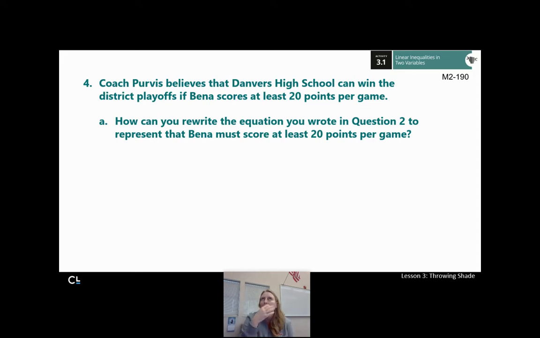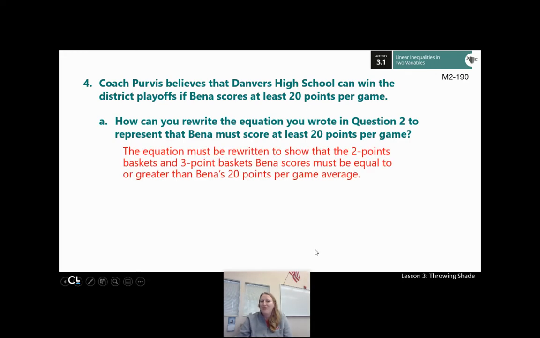Okay, so we want to rewrite the equation to represent that she needs to get at least 20 points per game. So equal to 20 points is good. More than 20 points, also good. Okay, so we don't want it to be less than, that's the one thing. So we do want it to be greater than or equal to. Is that giving you some ideas?